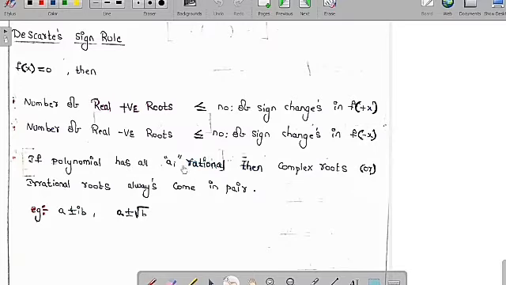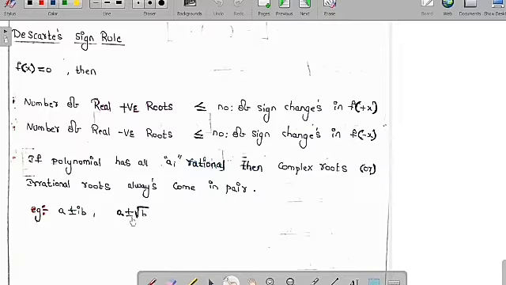If a polynomial has all a_i rational, then complex roots or irrational roots always come in pairs. Simply, it means that if each and every coefficient of the polynomial is rational, meaning a number in the form p/q, which is said to be a rational number, then the complex roots and also the irrational roots always come in a pair, which is a plus or minus ib and a plus or minus root b. The first is called the complex number, and the second we call the irrational roots.